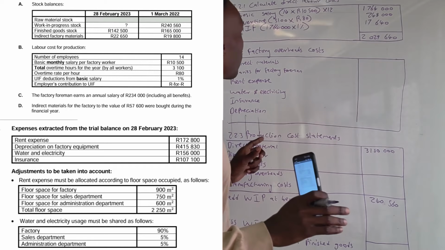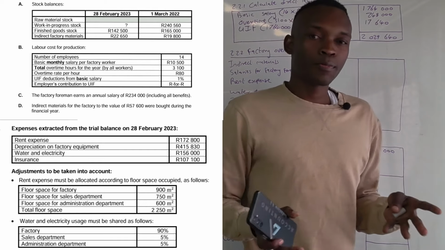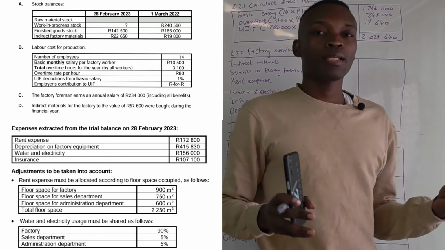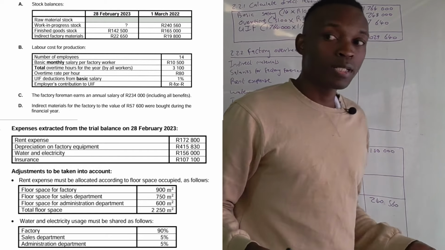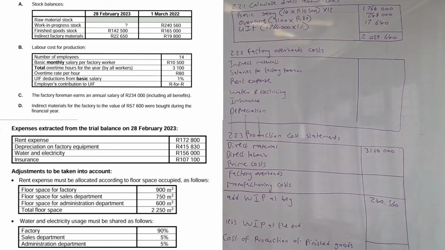Always remember, direct labor includes all contributions, a basic, as well as what? Overtime or any commission if there was a commission. The next one, even bonuses, they must be included.